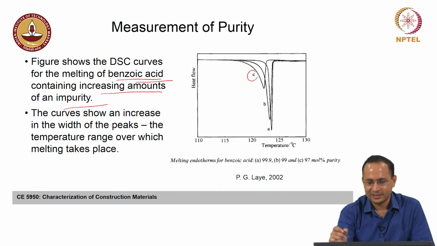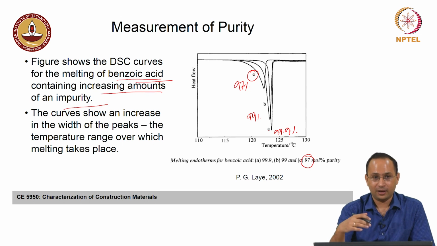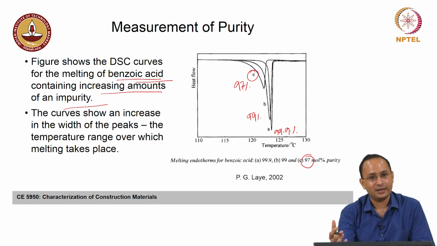What you see here: C is basically 97% purity, B curve is for 99% purity, A is for 99.9% purity. See how the purity affects your DSC curve. So, the point is this DSC measurement can be used to assess the purity, right.